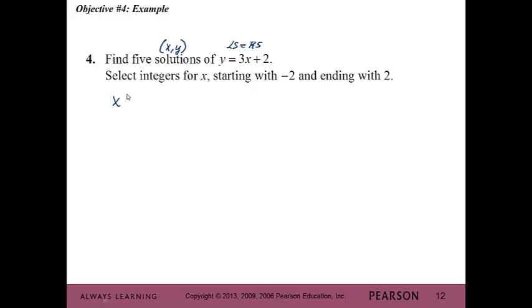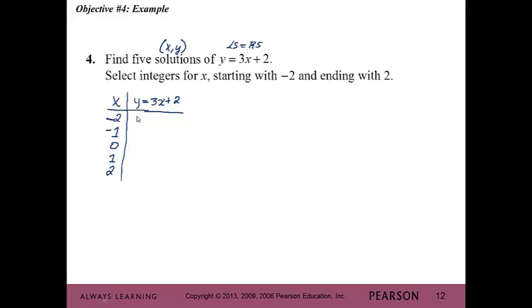So we're going to make a table. So you have x and then you have your y. If you want to, you can write your equation, y equals 3x plus 2, right here. Okay, so they say start at -2 and end at +2, and these are integers. So -2, -1, 0, 1, 2. And what we're going to do, one x at a time, we're going to replace it into our equation and solve for our y.